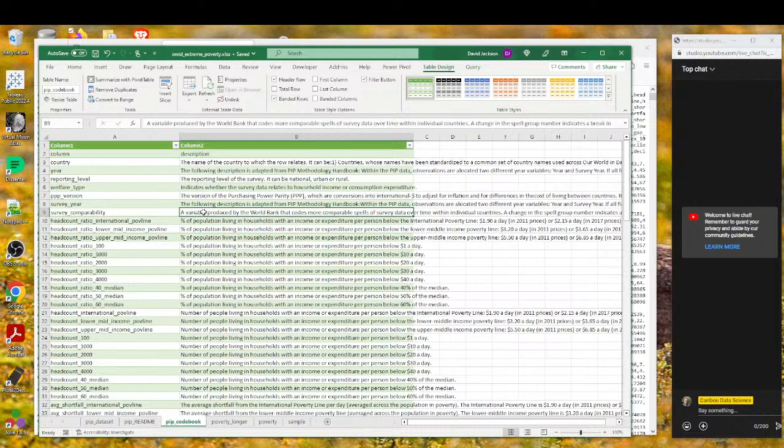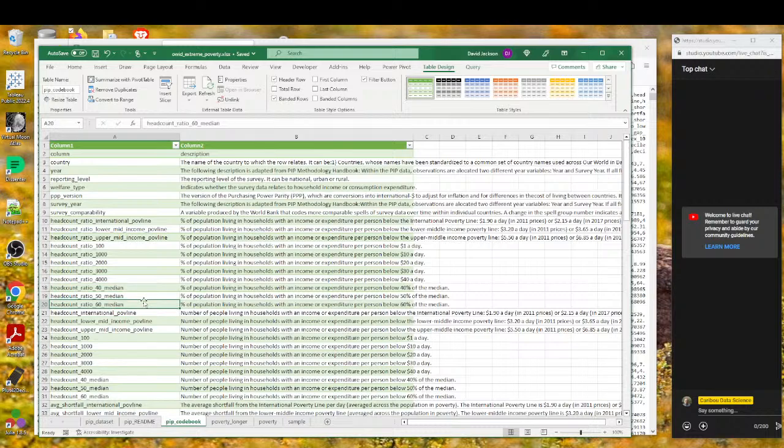Code's more comparable spells of survey data, head count ratio, international poverty line: percent of population living in households with an income or expenditure per person below the national poverty line of $1.90 per day. Head count ratio, lower middle income, upper middle income. That's interesting. Okay. Head count ratio 100: percent of population in households with income or expenditure per person below 10, 20, 30, and so forth. Median.